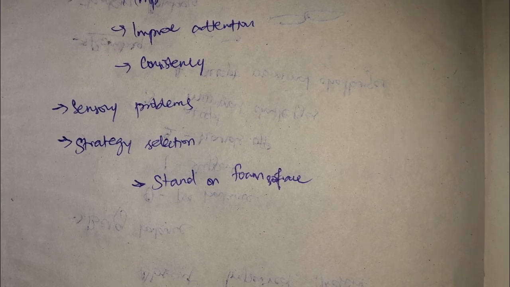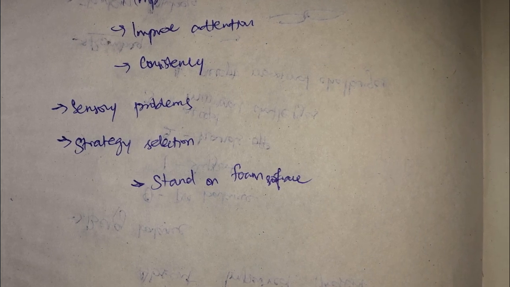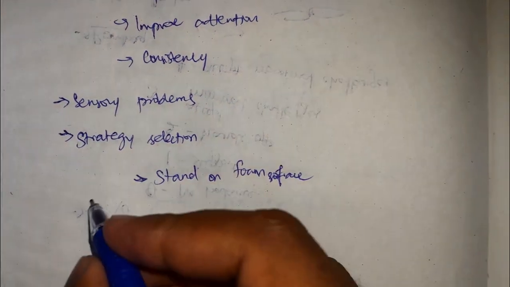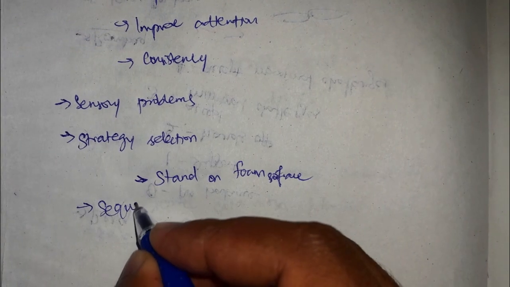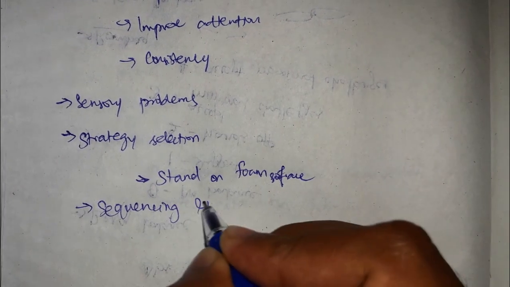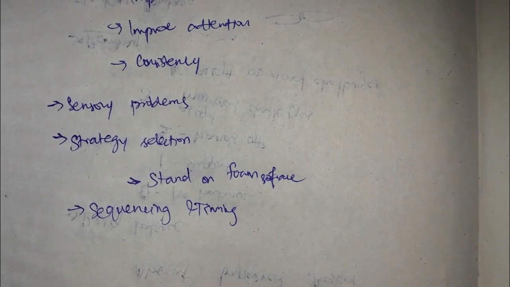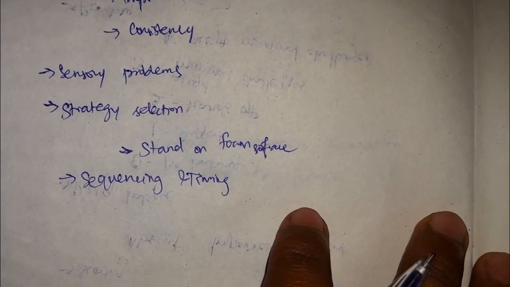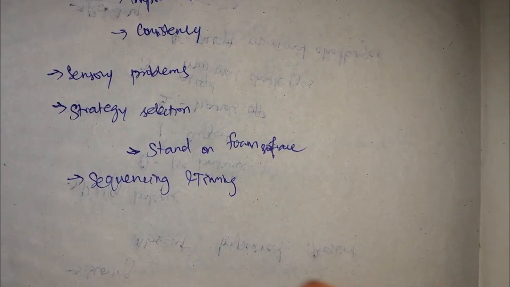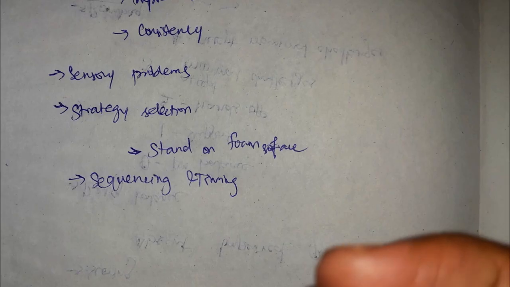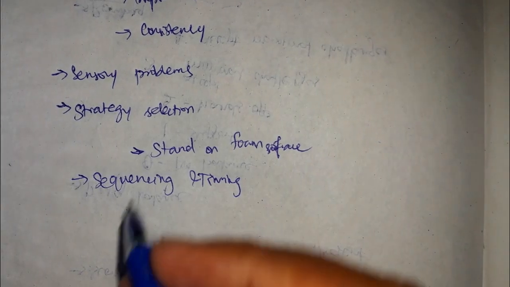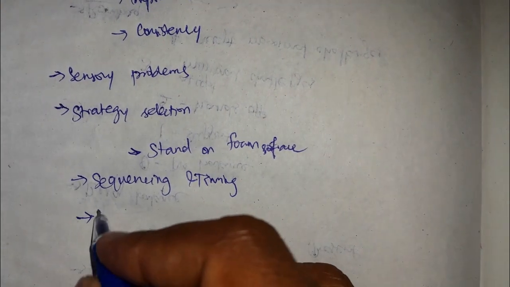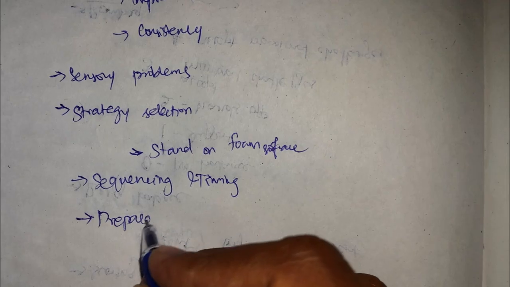Appropriate sensory demands should be given, and we have to manage the sequencing and the timing problem. That is, at which time we have to do which, so that is sequencing and timing. For that we can give biofeedback, balance master. Then we have to manage the preparatory problem. We have to prepare the muscles.